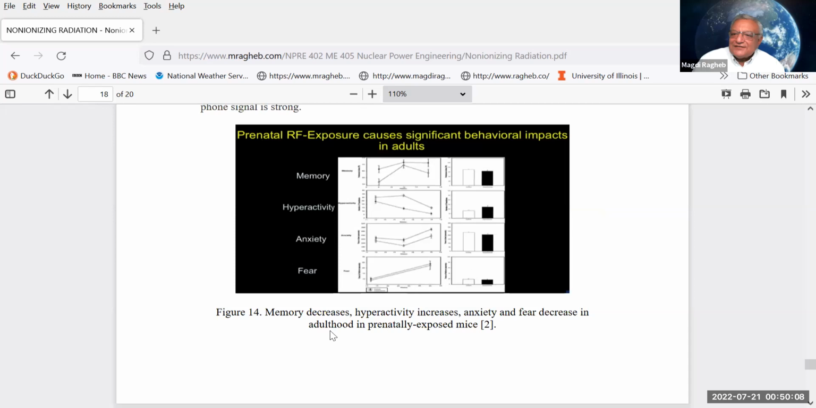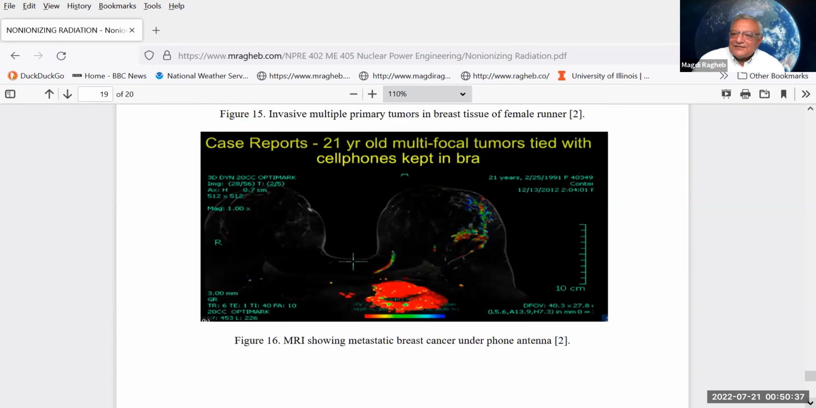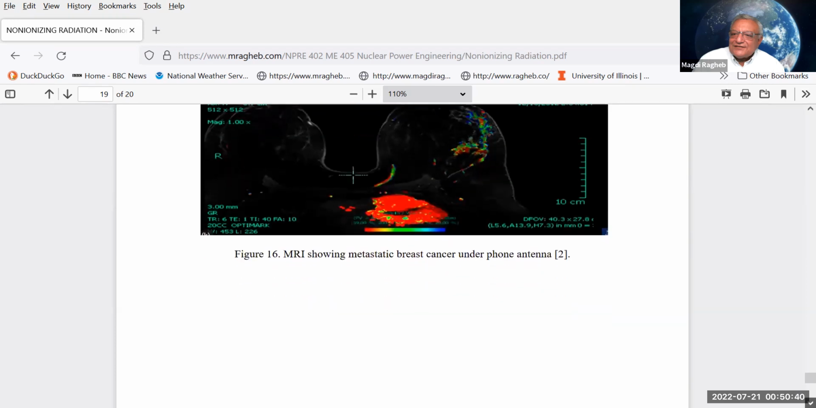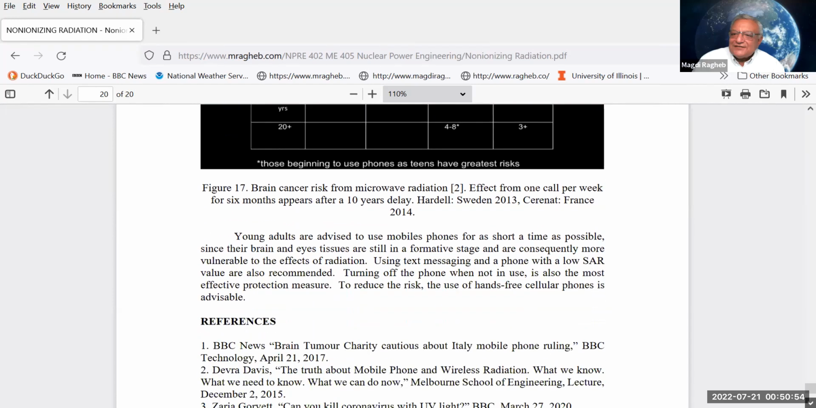Some people have measured memory decrease, hyperactivity increase, and anxiety and fear in adulthood in prenatally exposed mice. So experiments have been done on mice with some non-beneficial effects. Here, a report has been the first report on the effects of microwave radiation from phones in generating possible primary tumors in the breast tissue in people in general. It can cause it in men or in women. Gliomas are forms of cancer that occur in the brain. And again, there is a brain cancer risk by using the phones close to the brain.